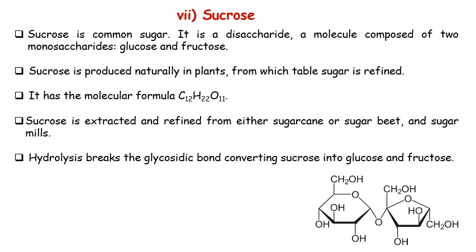The hydrolysis of sucrose breaks the glycosidic bond between the two monosaccharides, and it yields glucose and fructose. So it means one sucrose molecule is composed of glucose and fructose with a glycosidic linkage. It is also known as the common sugar or the table sugar.